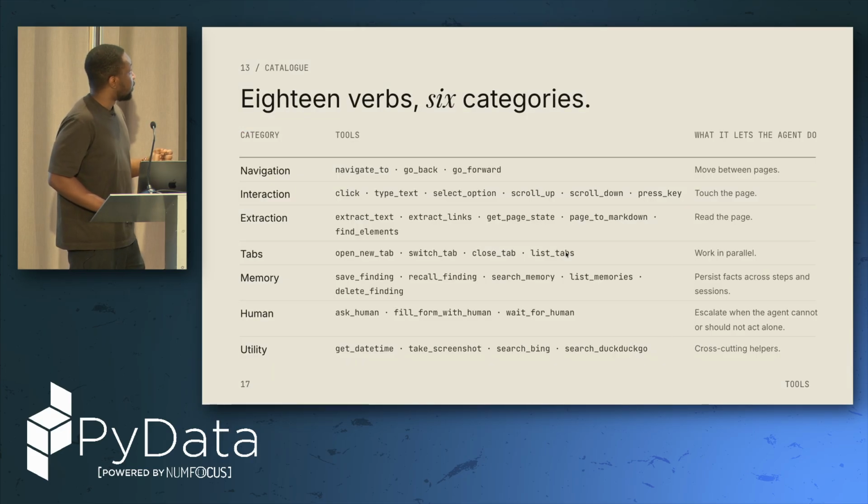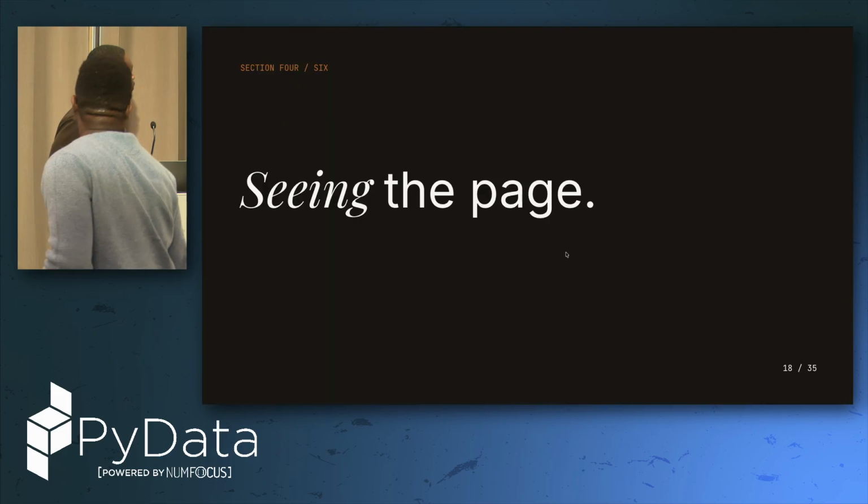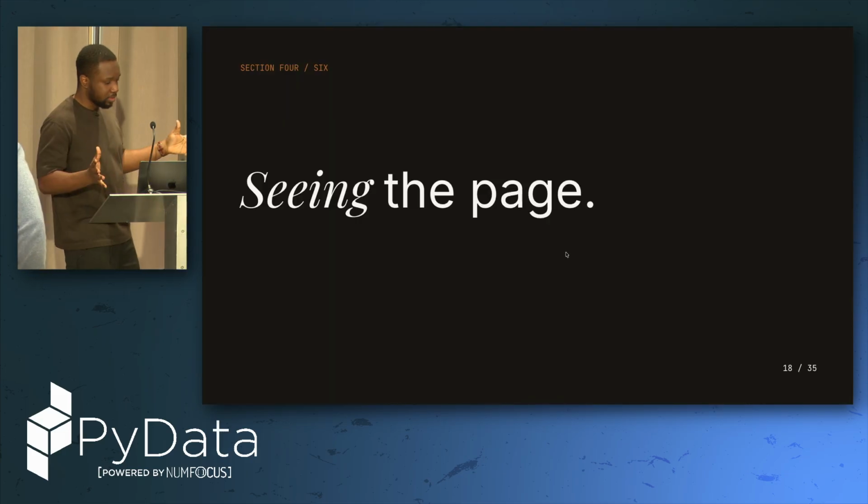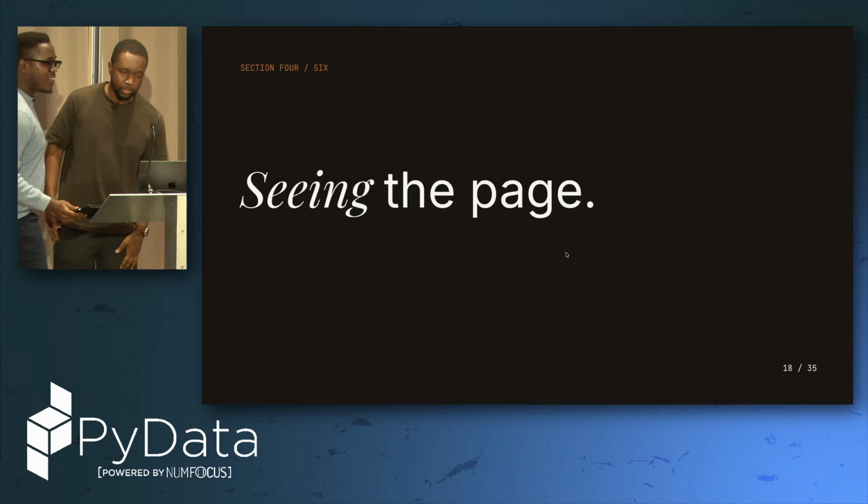So today, for web agents, we have about 18 tools. We have tools for navigation, for interaction, for extraction, for switching between tabs, tab operations, for memory operations like saving our search to memory, for asking for human feedback, and also for utility. That brings me to the end of this theoretical overview, and I'll be handing over to Richard for the rest of the presentation.